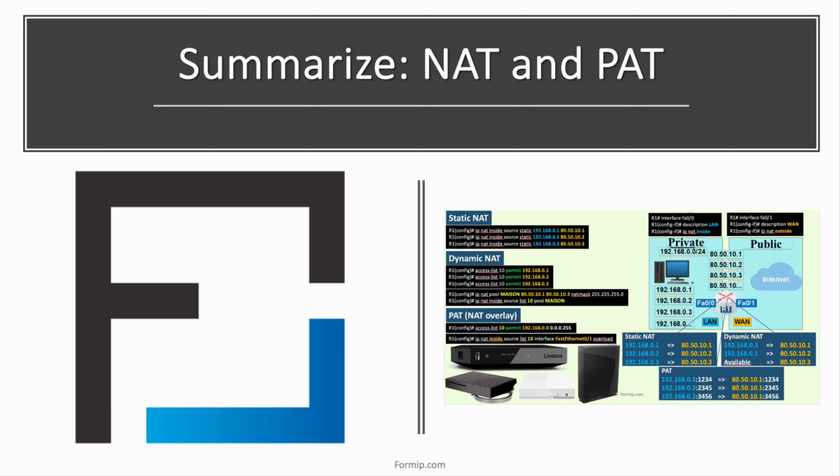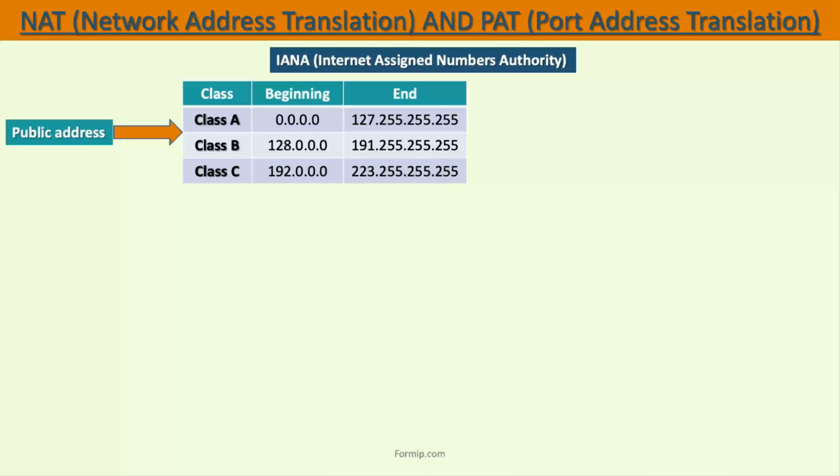NAT summary. If we don't do any network address or port translation, we wouldn't be able to access the internet from our home PC. Or only one person per internet box could access it.